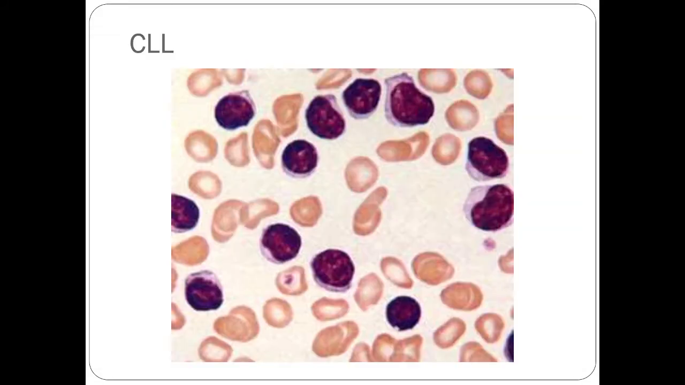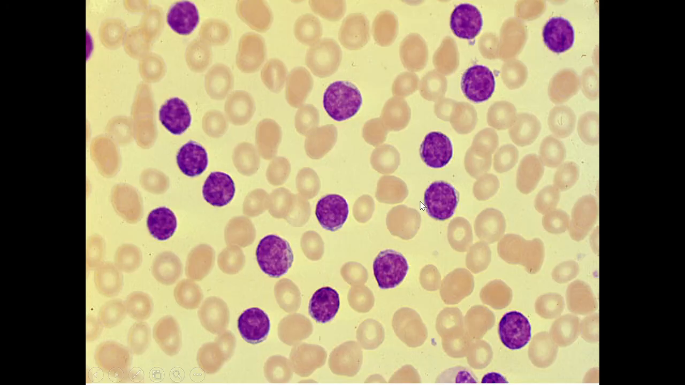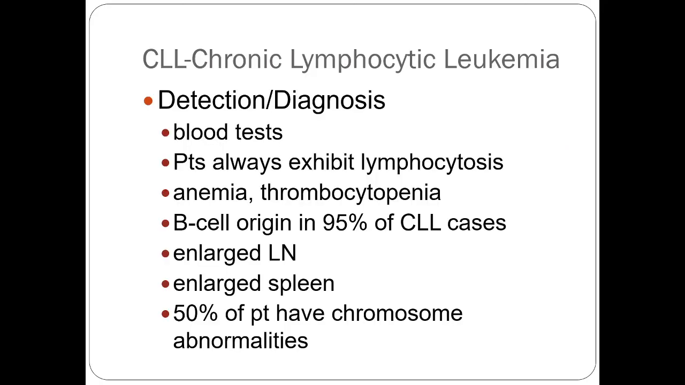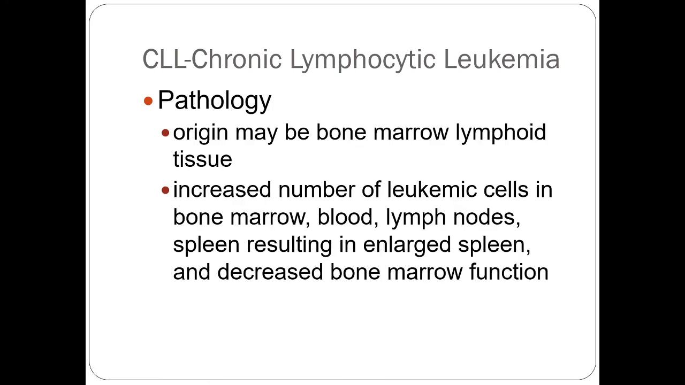CLL, blood in peripheral smear, mostly mature lymphocytes are seen. Detection and diagnosis, blood test. Patient always exhibit the lymphocytosis, anemia, thrombocytopenia, B cell origin in 95% of the CLL, lymphadenopathy, splenomegaly, and 50% of the patient having a chromosomal abnormality.